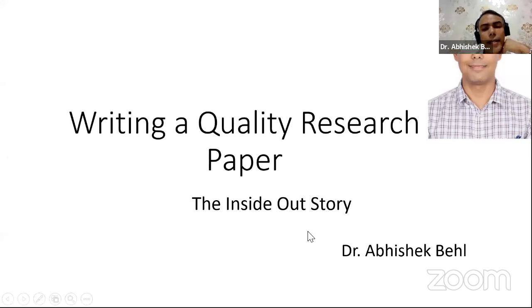So when I say writing a quality research paper, I have given a subtitle to that, which is an inside-out story. An inside-out story because at the end of the day, whatever you are writing is consumed by two people: A, obviously researchers, and B, before the researchers are actually consuming any of these things, the editor or the reviewer is consuming them. So we need to also look at those counterparts in our research as well, right?